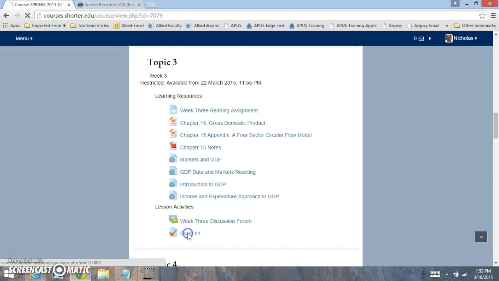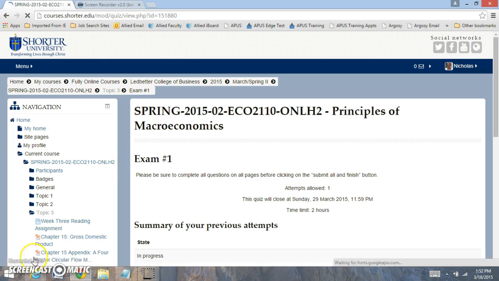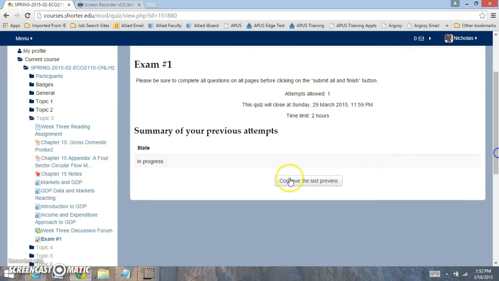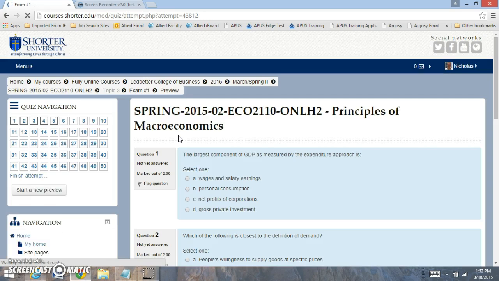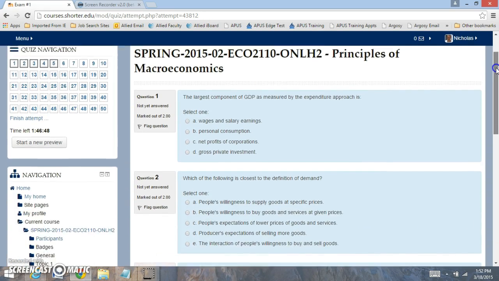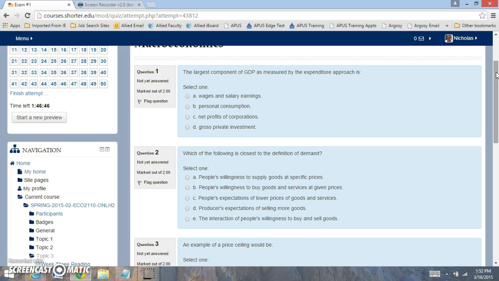So for this week, you have your exam. For the exam for this week, you're going to have 50 multiple choice questions to complete. And when you go through the exam, I have put in some sample test questions in all 3 weeks, which will be very helpful for you. And I'm going to go through some of the questions that you might see with the exam.